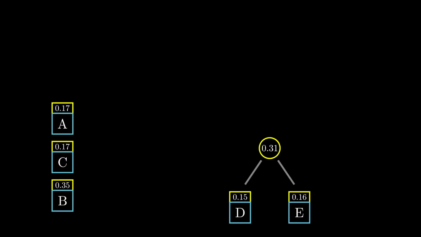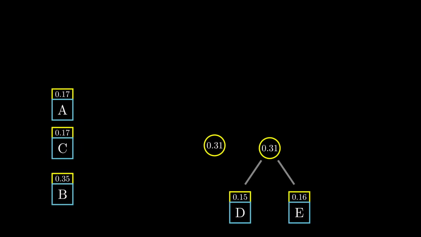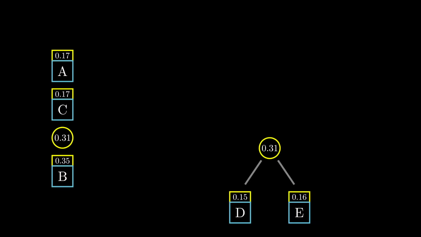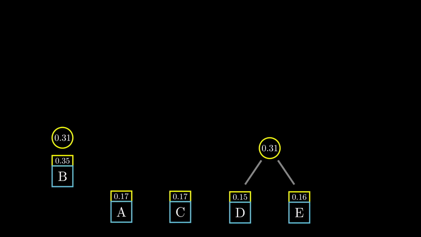Now the key finding is we have to repeat the same idea but now on a set of 3 symbols and this new node with probability 0.31. We once again pick the two lowest probability elements and make a new internal node as we did before. The key idea here is that these two internal nodes are guaranteed to be part of the optimal tree.